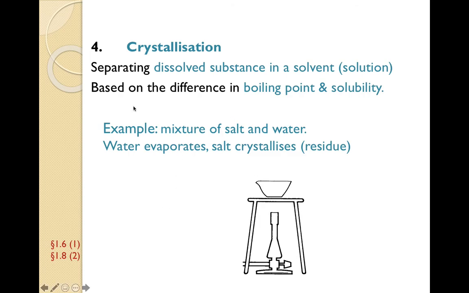But basically, what you get here is a dissolved substance in a solvent, which we call a solution. We heat that, and the solvent will boil and evaporate at its boiling point, and based also on the solubility of the solute, the solute will remain. So for instance, an example is a mixture of salt and water. The water vaporizes, the salt crystallizes, and your salt is the residue.